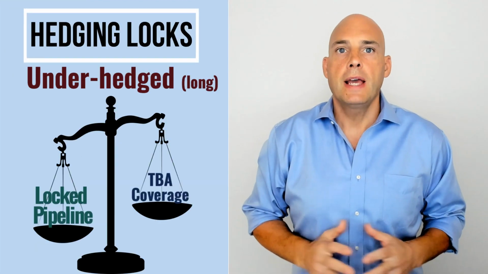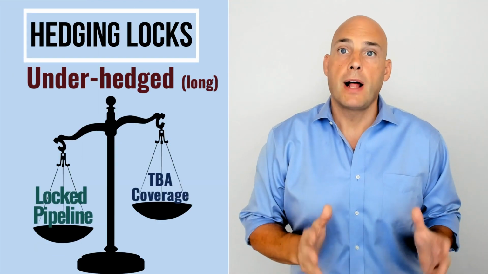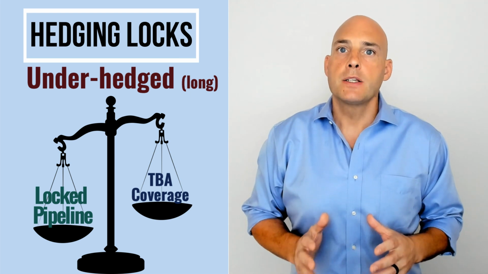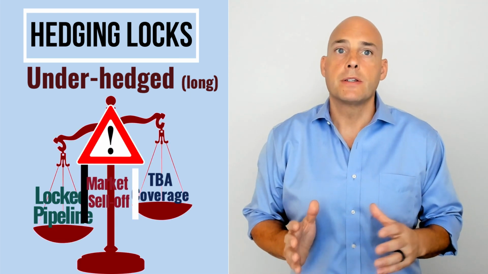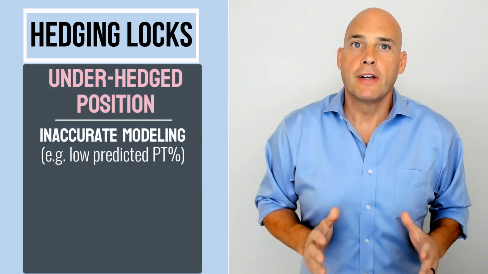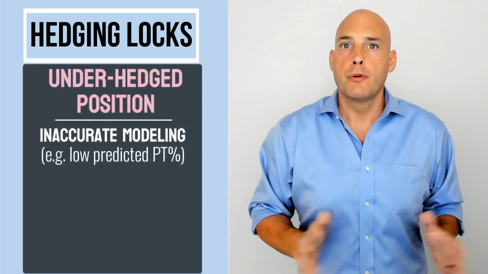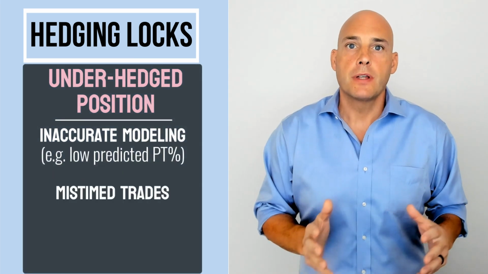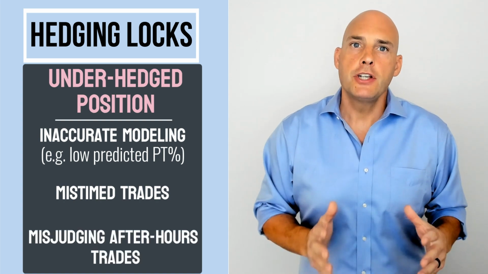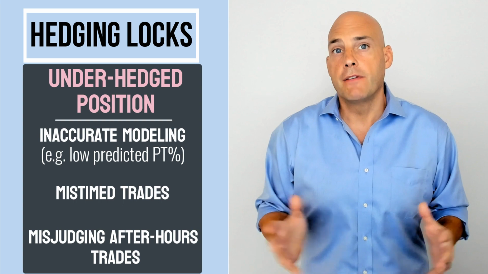When too little TBA coverage is applied than is needed to balance the lock pipeline, it leads to an underhedged or long position. As a consequence, the pipeline becomes vulnerable to losses when there's a sell-off and interest rates rise. Things that can contribute to an underhedged position include modeling outputs like inaccurately low pull-through predictions, timing issues like the trader not getting new locks covered before the market sells off, and misjudging after-hour lock volume when placing end-of-day trades.